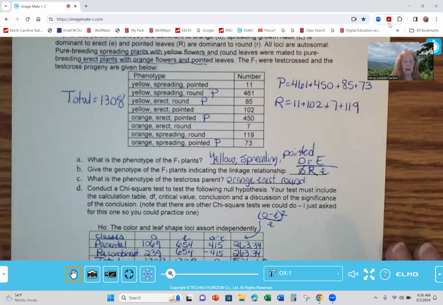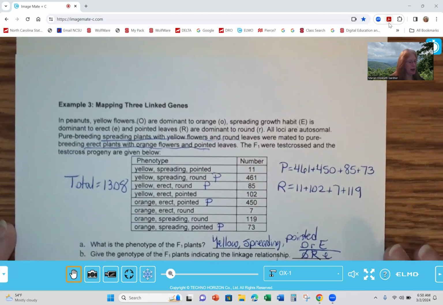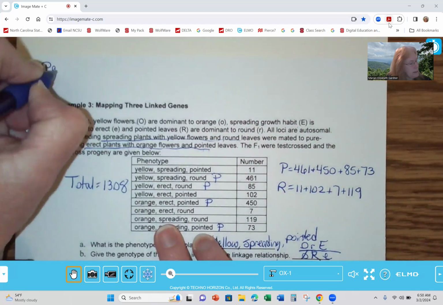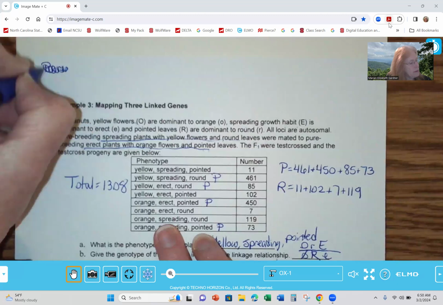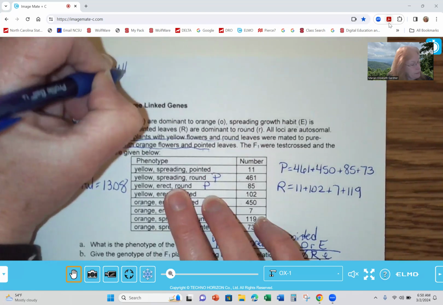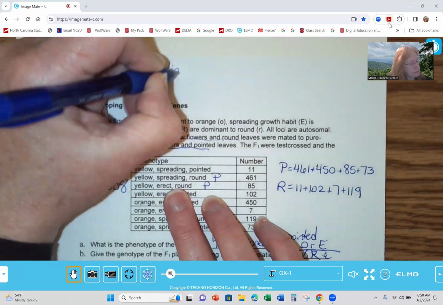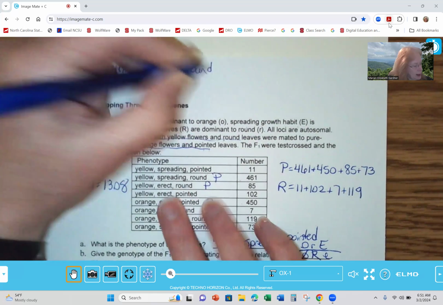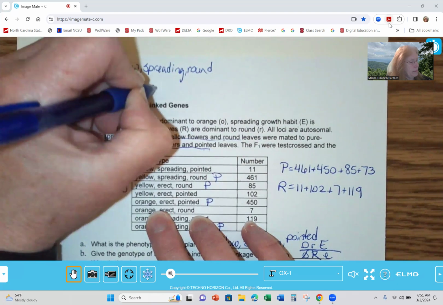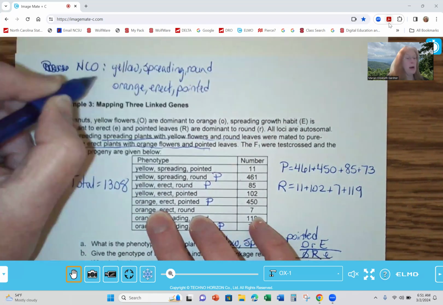One thing we want to do early on is determine the order of the genes. I'm just going to slide this down a bit so I have some scratch paper. I do this by writing both parental types. We'll call these non-crossover, since it's 3 genes, NCO types. And we had yellow, spreading, round, and orange, erect, pointed. So those were my 2 non-crossovers.